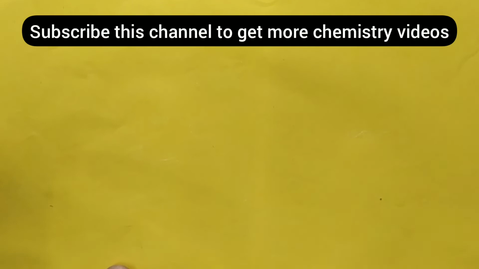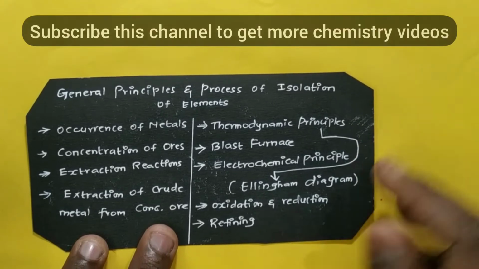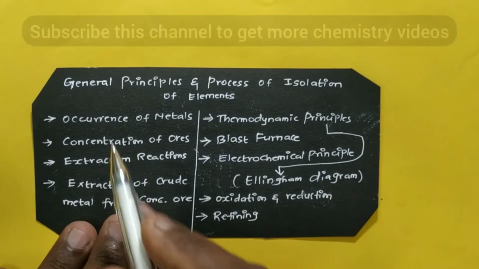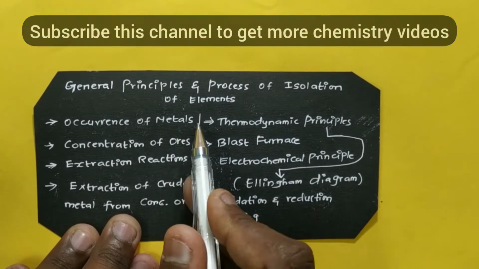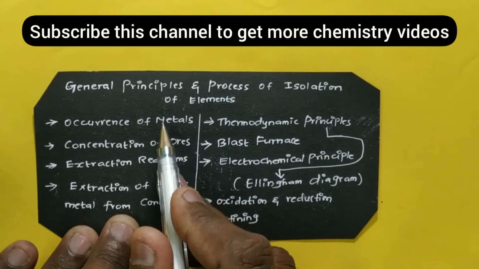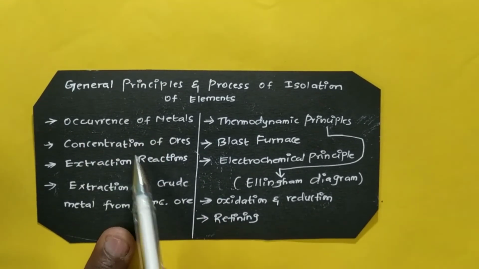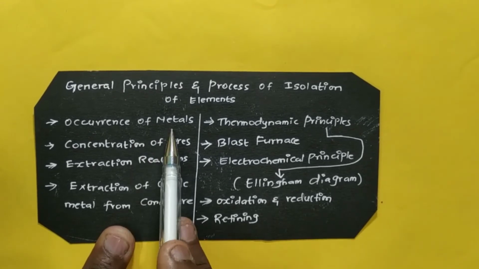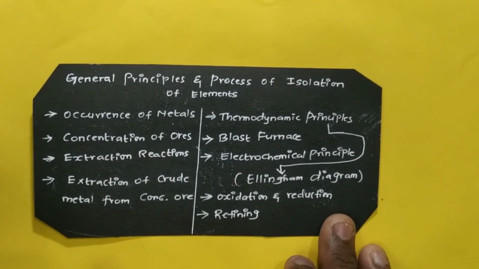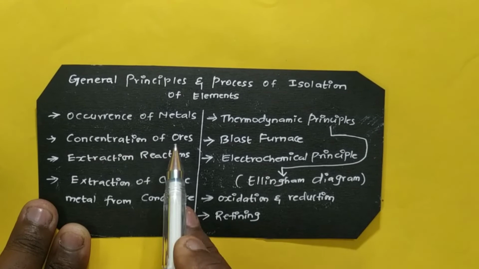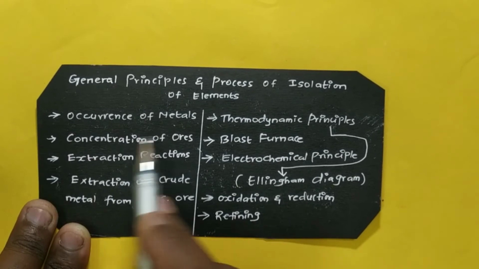And the next area is general principles and processes of isolation of elements. Here we have to know the occurrence of metals. What are all the metals present in the CBSE board syllabus? You just look at all the metals and you have to know where they come from. That means you should know the ores of metals very clearly. So, occurrence of metals and ores. And the second thing is the concentration of ores. From this area you can expect a lot of questions. Concentration of ores can be done in a lot of ways.